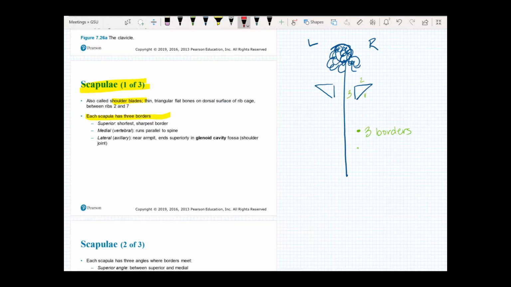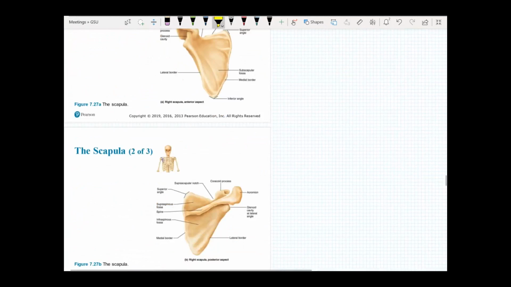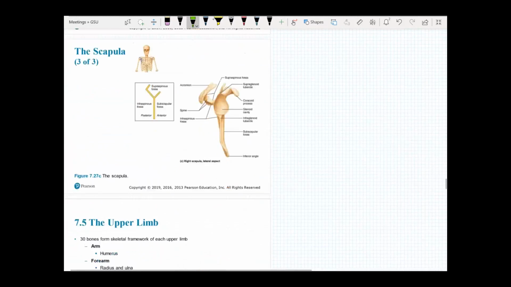So let me put these in a different color. And here's my angle 1, here's my angle 2, here's my angle 3. So you have 3 borders and 3 angles, and this is going to be for both your right and your left scapula. So those are really important. Again, you don't really need to know them, you just need to know that there are 3 places where they meet. So here's your lovely little triangle of a scapula right here. And here is an angle, angle, angle. And here is a border, border, border. So you can kind of see what's going on with those. And you have one on the right side and on the left side.